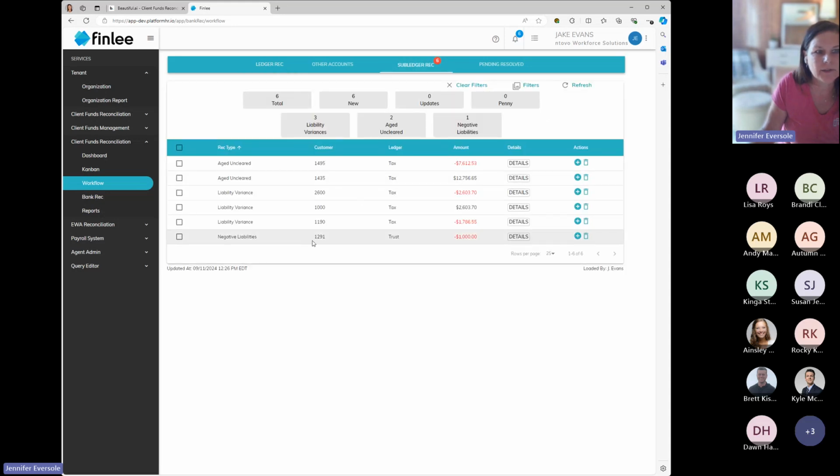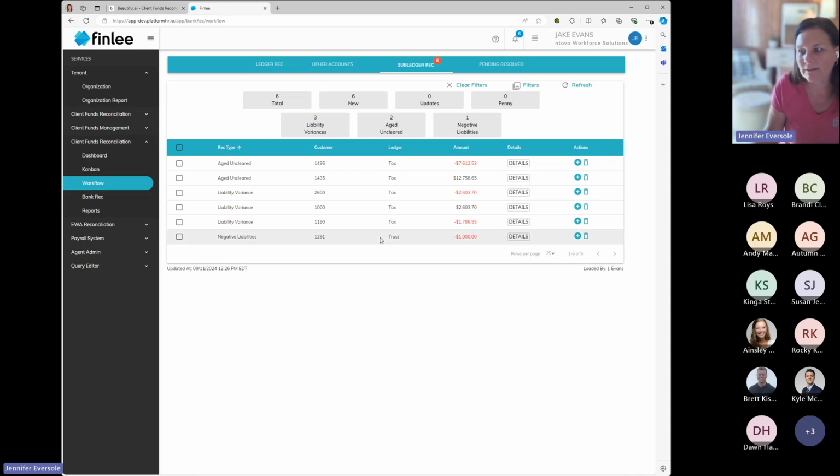And then finally, we have our negative liabilities. Negative liabilities are where you've paid out more than you've taken in for any particular ledger. So it just means you have a negative cash balance. We call it negative liabilities because if you think of every customer ledger as a balance sheet, you have negative cash and negative liabilities, which is why it's called that here.